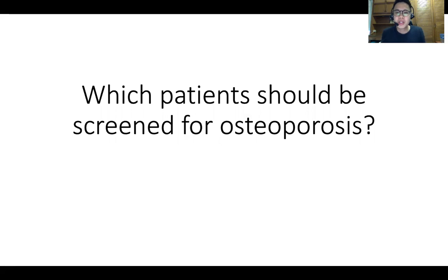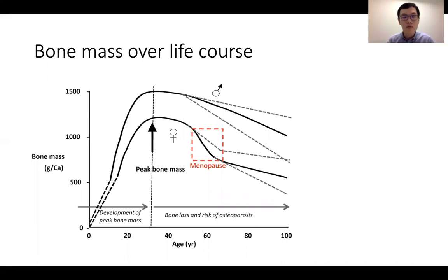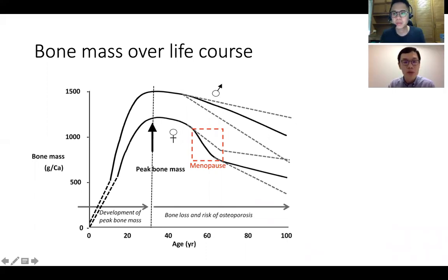Dr. Andre, which patients should we be actively screening for osteoporosis? Okay, I think it's good to start off with understanding the progress of bone over a person's lifetime. I put in this diagram showing the trend of bone mass over a lifetime. The line at the bottom is for a woman, and the one above is for a man. You can see that on the left side of the graph, from the early to mid 20s, we start to build up bone mass, and we reach a peak bone mass somewhere in the 20s. Thereafter, it plateaus off.